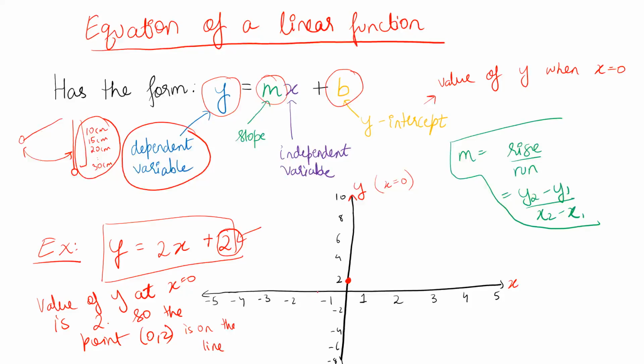Right? That's what that means. If the value of y at x equals 0 is 2, that means that the point (0, 2) is on the line, because x equals 0 and y equals 2. So this point is on the line.